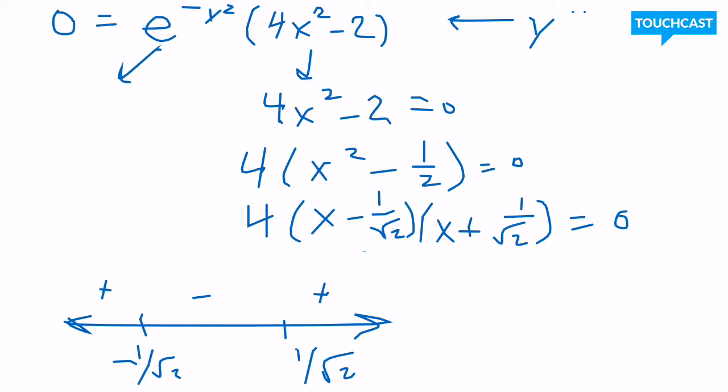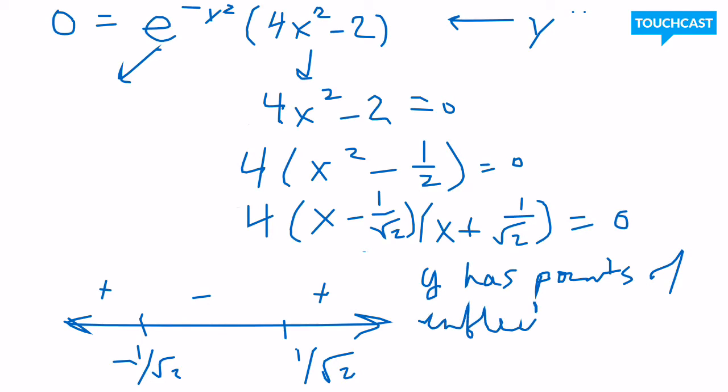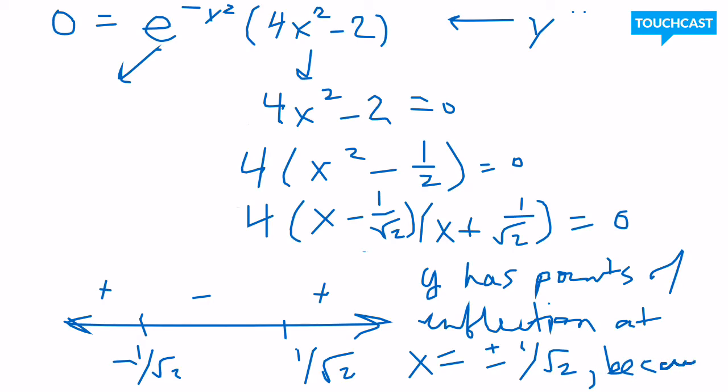So I would conclude that y has points of inflection in two places, at x equals positive or negative 1 over square root of 2, because I ran out of room here. So I'm going to bump up to the top, because y double prime changes sign at those values.